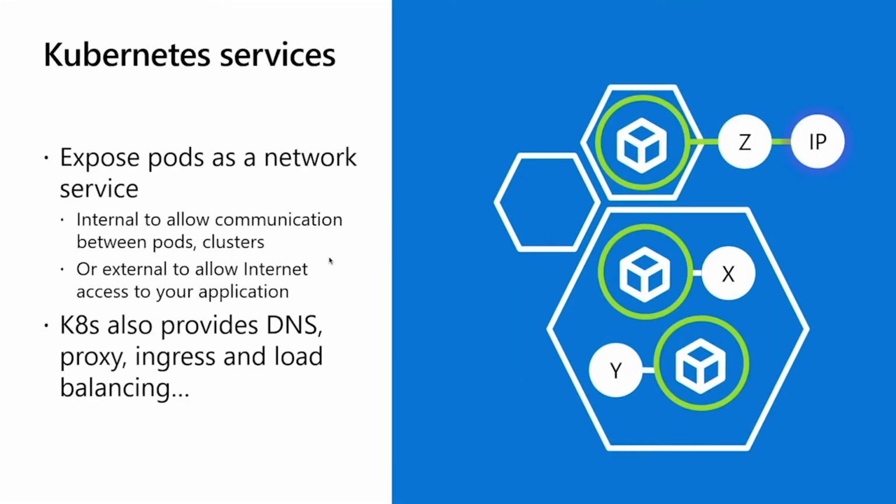Kubernetes service, it exposes pods as a network service. It could expose the service internally to allow communication between pods in the cluster, or it could be external communication to allow internet access to your application. Kubernetes also provides DNS, proxy, ingress, and load balancing.